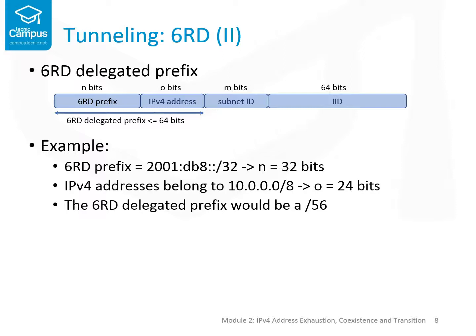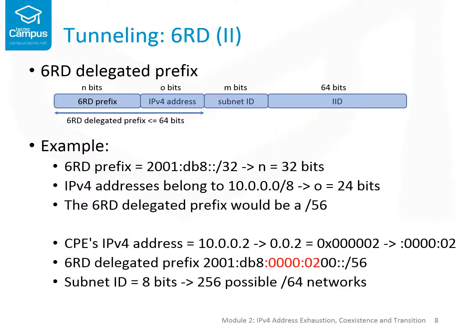2001:DB8. The IPv4 addresses used by all CPEs and internally by the ISP are part of the 10.0.0.0/8 prefix. 8 bits will be shared by the entire network, so only the 24 bits to the right will be used. Thus, the 6RD delegated prefix will become a /56, comprising the 32 bits of the 6RD prefix plus the 24 bits of the IPv4 address.